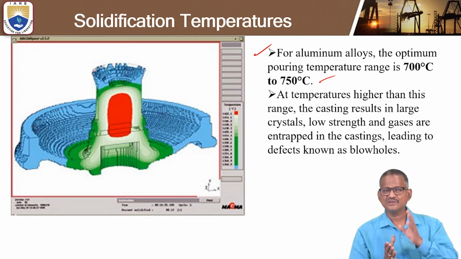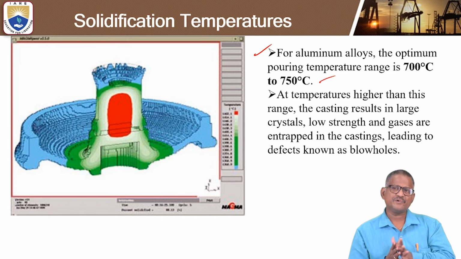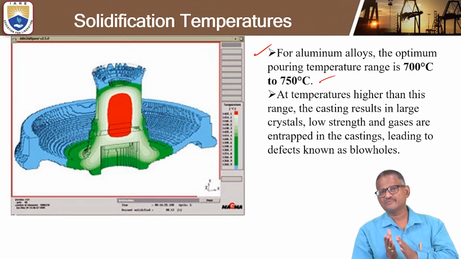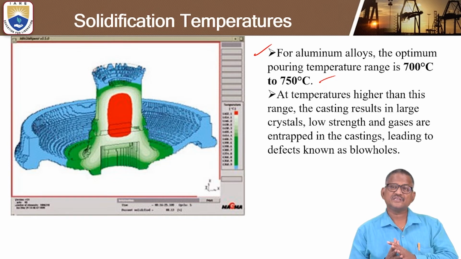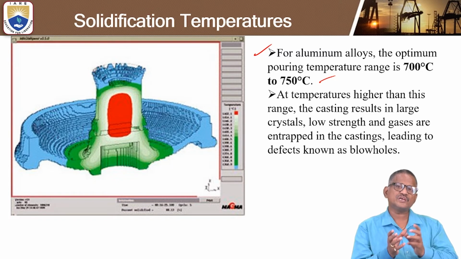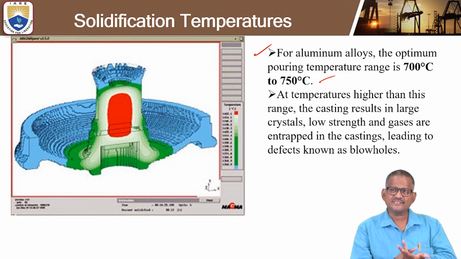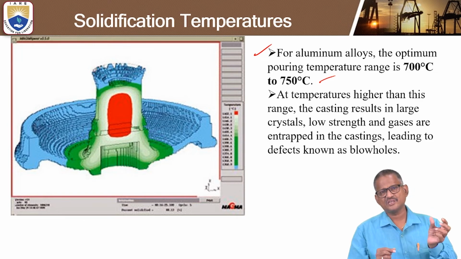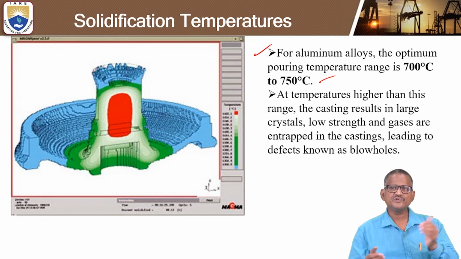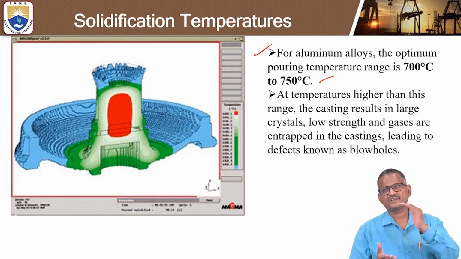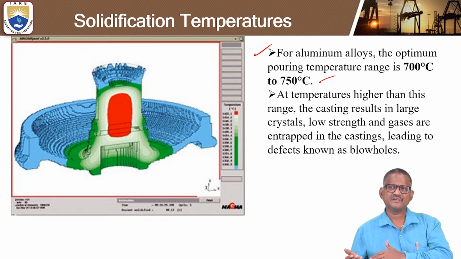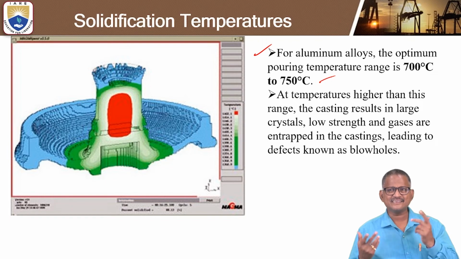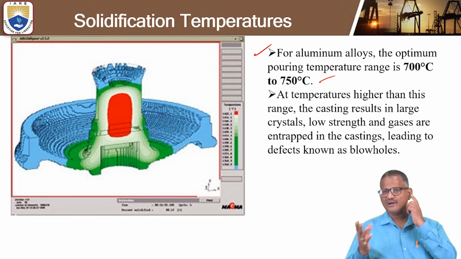So solidification temperatures are also very important while designing for the molten metal. Wherever you can understand this automation in the casting process, while performing prototyping, you can work with different types of alloys, and see how much you can reduce or improve the optimum pouring temperature. It can vary from metal to metal. For example, for HSS it will be different. The main result is to improve strength and avoid gases entrapped in the castings, which lead to defects. You can call them blowholes.